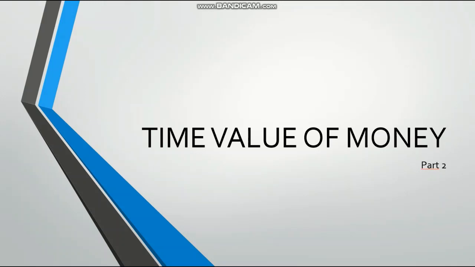Hello guys, this week we will continue the time value of money, part 2. We have already seen how we calculate from present value to future value and present value to annual series value. Then we can convert that annual series value to future or present value, or convert future value to present value or annual series values, and we can convert them to each other.